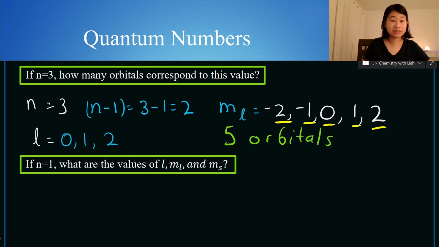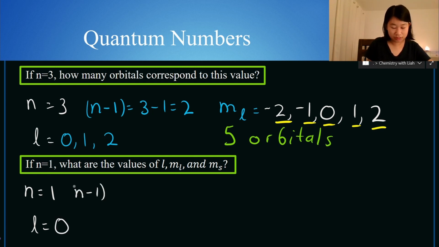Alright, so let's try out the second. So if n equals 1, what are the values of L, m sub L, and m sub s? Alright, so now we have n equals 1. Okay, so let's go on and find our L values. So this is going to be 0, and that's it, because n minus 1 in this case is going to be 1 minus 1, which is 0.